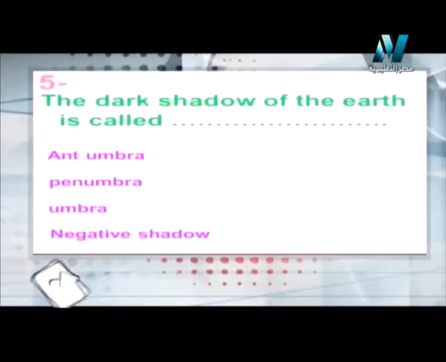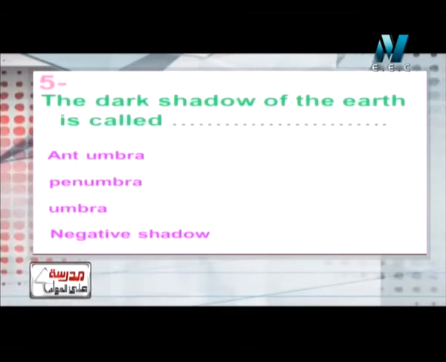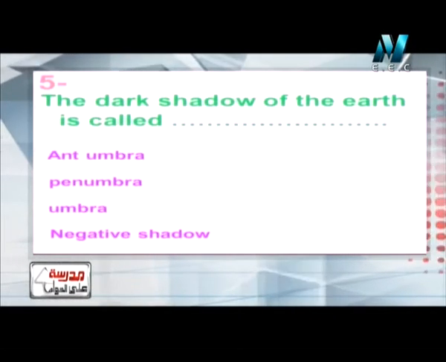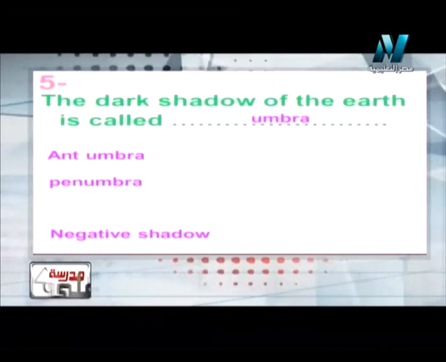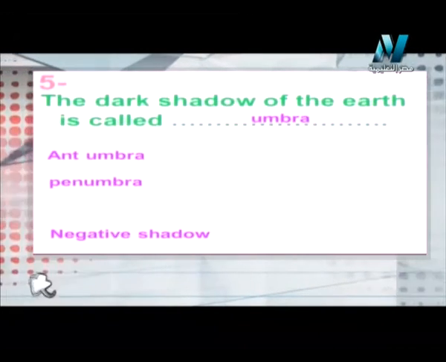The dark shadow of the earth is called antumbra, penumbra, umbra, negative shadow. We know that the dark shadow of the earth is called umbra, but the semi-shaded area is called the penumbra, as we also know. Again, the dark shadow of the earth is called umbra, but the area that has semi-shadow is called penumbra.